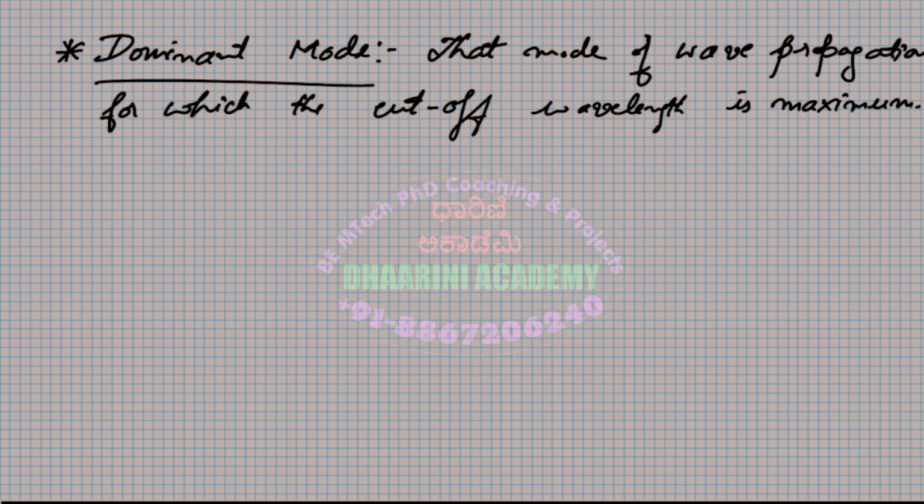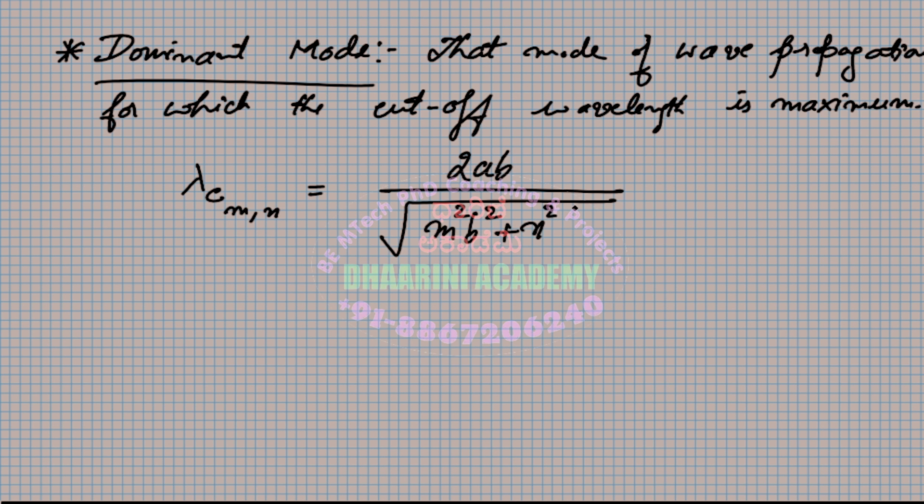All right, now let us substitute into the equation. We know the equation for lambda c for given values of m comma n. If you remember, we already used this equation when we discussed the TM transverse magnetic wave. Just see whether you can recall: lambda c equals 2ab divided by the root of m square b square plus n square a square. This is the cutoff.